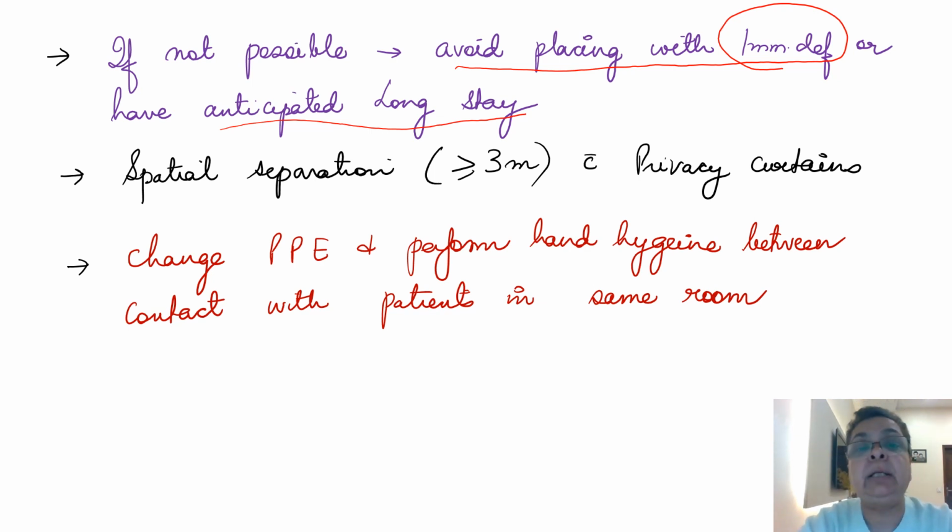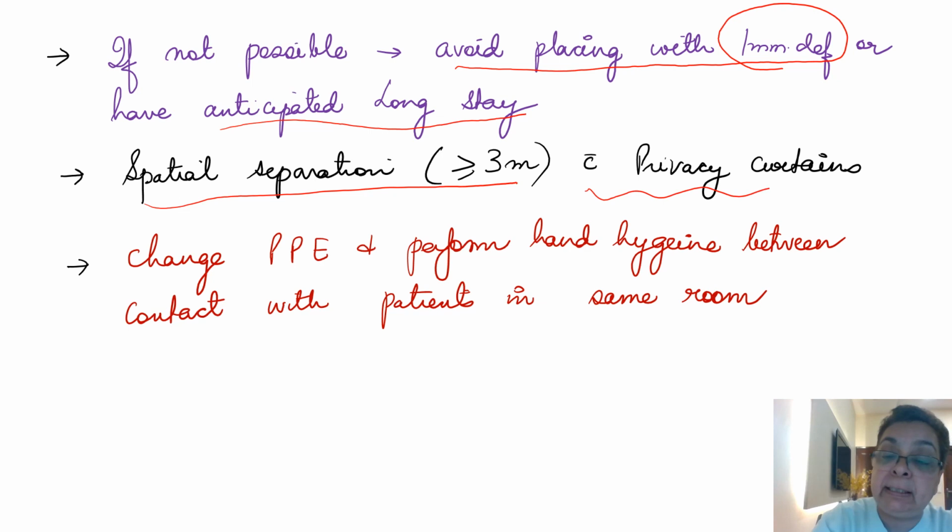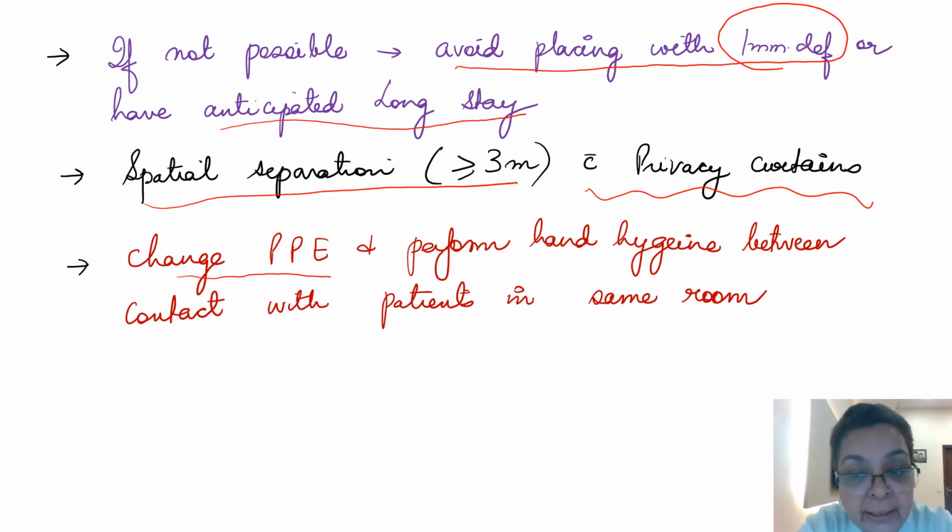Okay. Then if you have put them with other patients, do a spatial separation of more than or equal to 3 meters and put privacy curtains between the beds. Again, we're going to do the same thing: change personal protective equipment and perform hand hygiene between contact with the patients who are in the same room. Okay, so that's our patient placement.